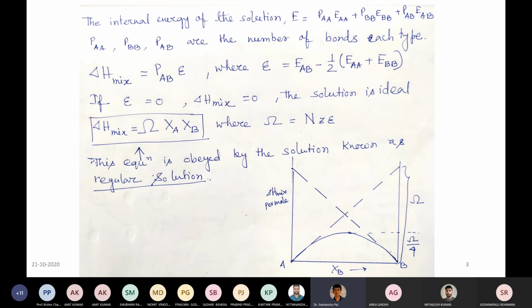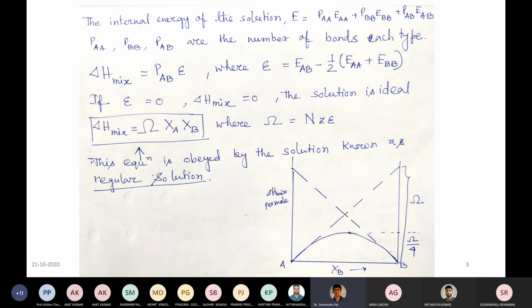we can show that the change in internal energy on mixing is given by del H mix equals PAB times epsilon. And what is that epsilon? Epsilon is equal to EAB minus half of (EAA plus EBB). We are trying to find a difference in energy, that is epsilon. Epsilon is the difference between the AB bond energy and the average of the AA and BB bond energies.